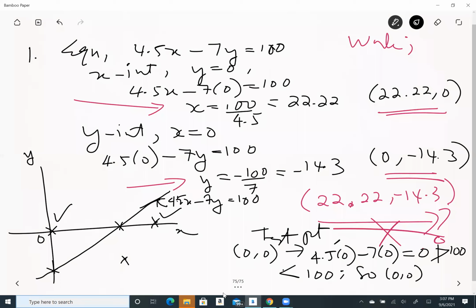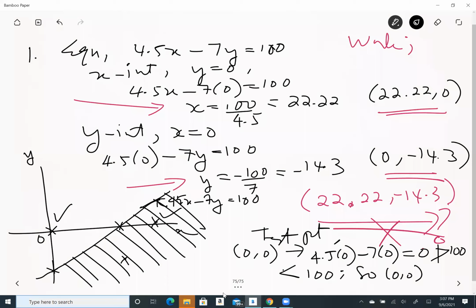So for this one, I think most of us got it right. You get the argument. You test with 0, 0, and then you say that the other side would be satisfying the inequality. Okay, so this is 5 points.